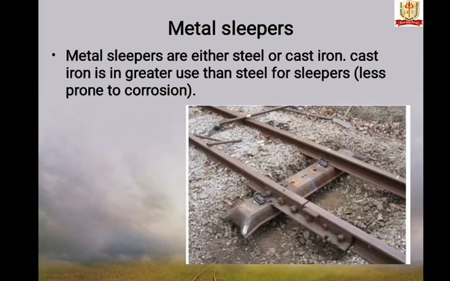Next is metal sleeper. Metal sleepers are either steel or cast iron. Cast iron is in greater use than steel for the sleeper, as it is less prone to corrosion. That is due to the growing shortage of timber to be used for wooden sleeper, their high maintenance cost and short life. Metal sleepers are now being widely used in India.